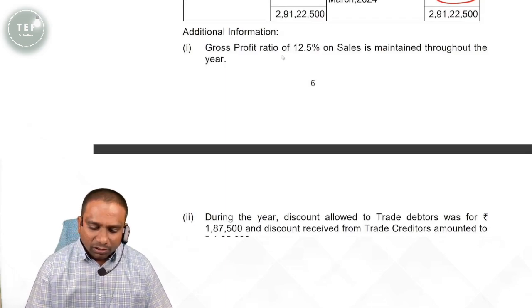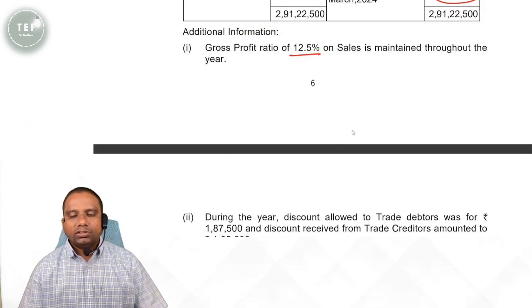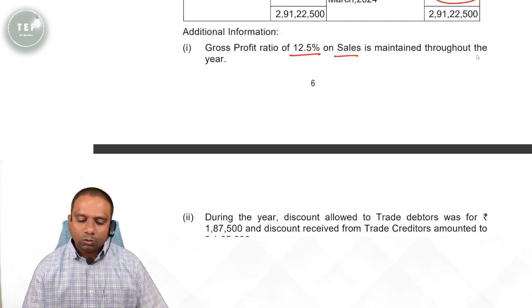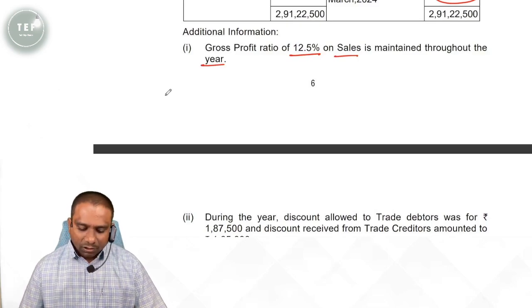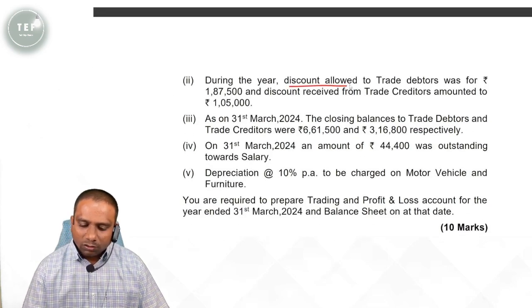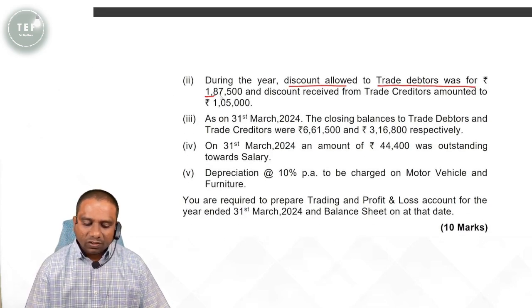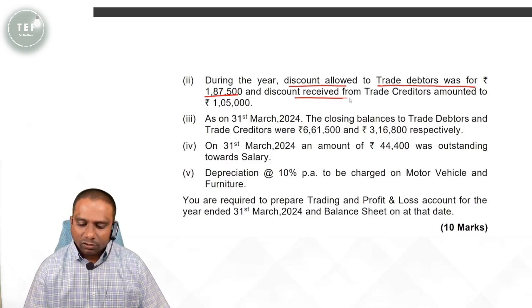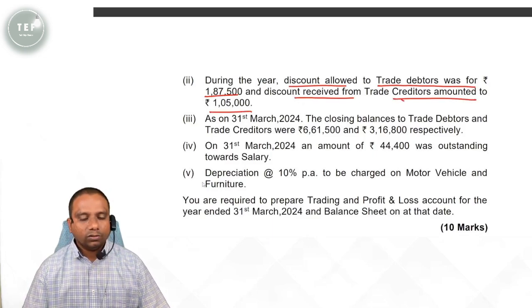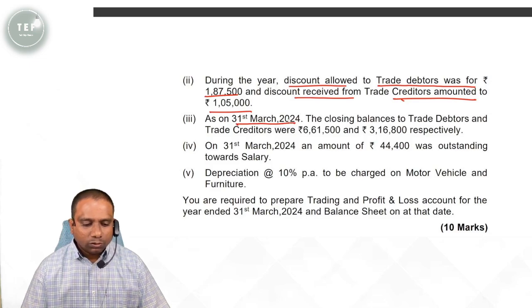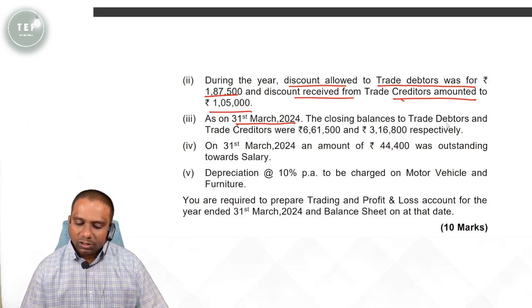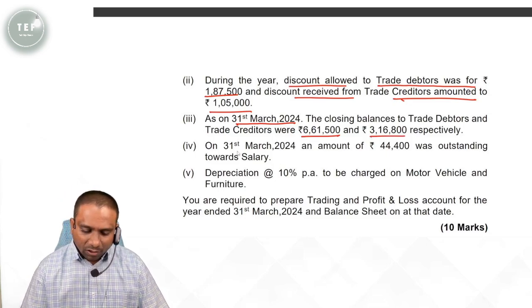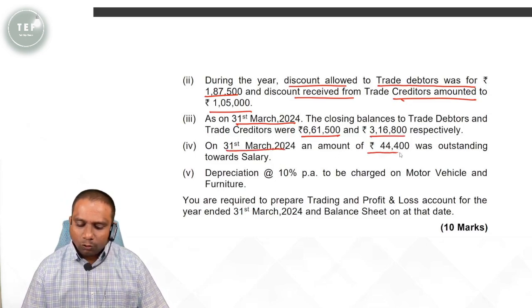Additional information: look at gross profit ratio, 12.5% of sales, maintained throughout the year. Fine. During the year, discount allowed to trade debtors was 1,87,500 and discount received from creditors 1,05,000. Fine. As on 31st March 2024, the closing balances of trade creditors and trade debtors are 6,61,500 and 3,16,800. Fine. On 31st March 2024, an amount of 44,400 is outstanding towards salary.